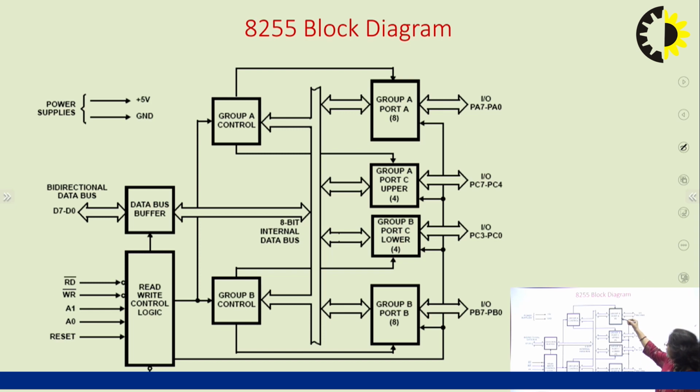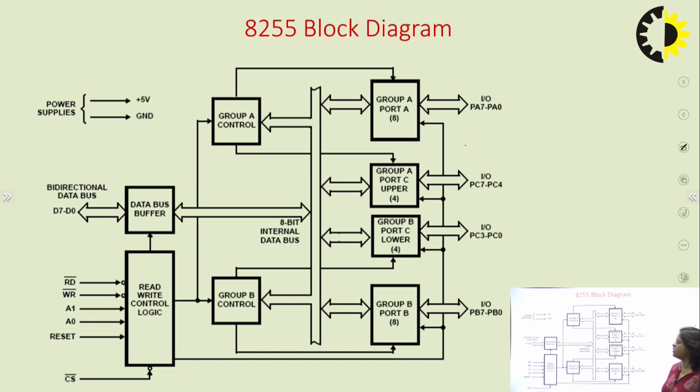It consists of group A, which consists of port A plus port C upper bits, PC4 to PC7. Similarly, group B consists of port B plus port C lower, that is PC0 to PC3. These are connected in a bidirectional way to the system bus, and port A plus PC4 to 7 are controlled using group A control. Similarly, port B and PC0 to 3 are controlled using group B control. So group B controls PC lower plus port B, group A controls PC upper plus port A.